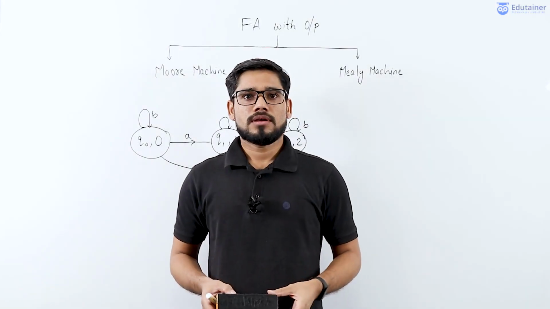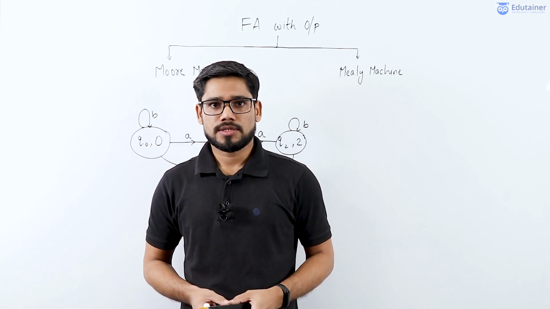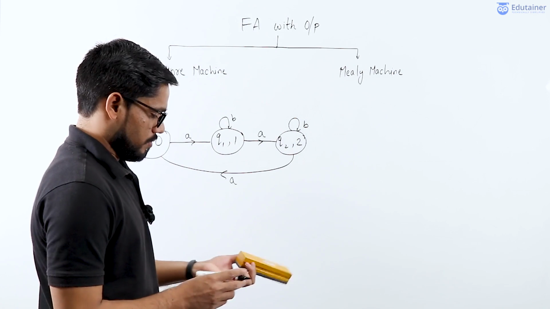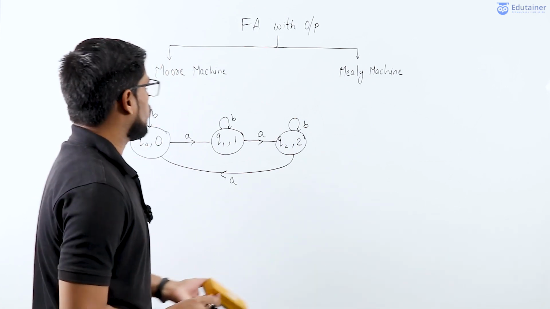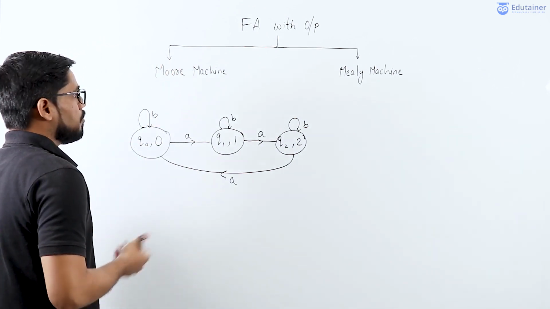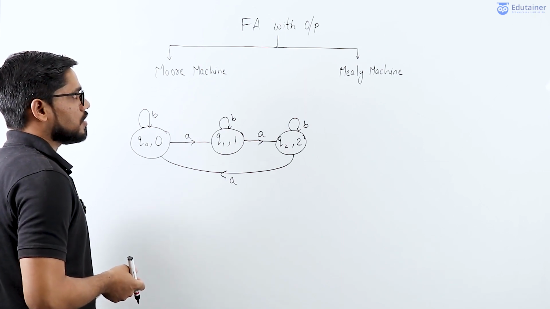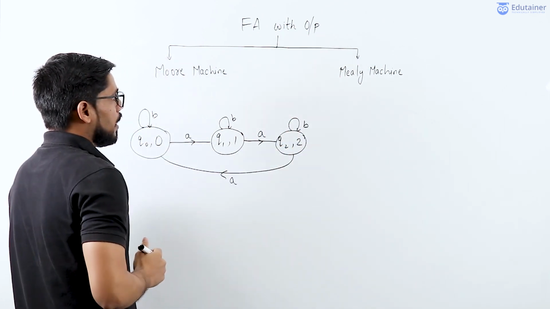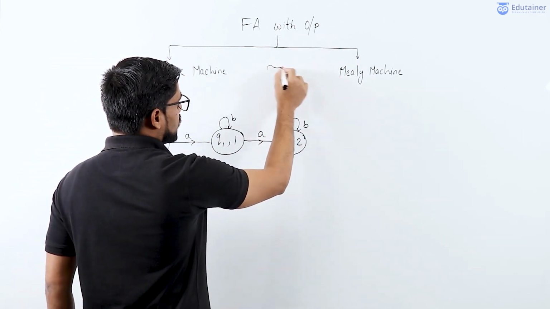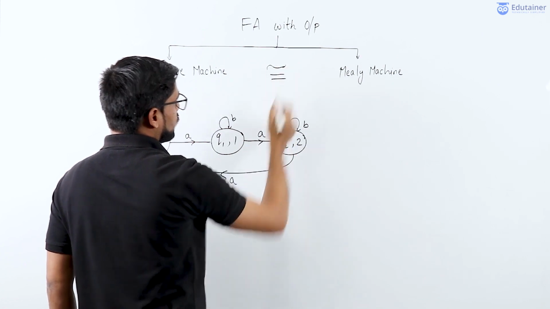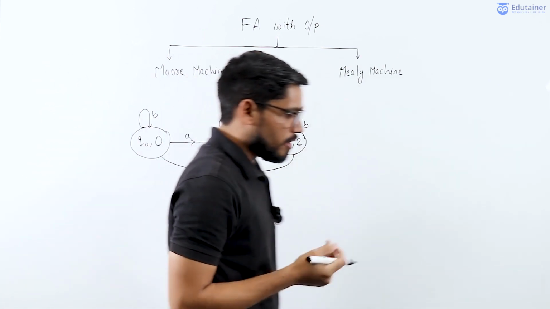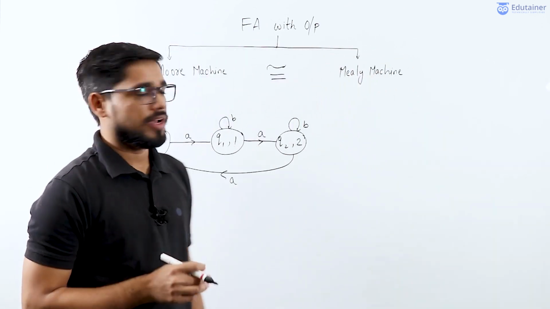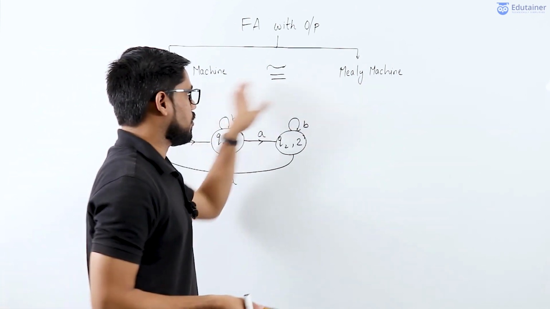Hello everyone. So we have seen lots of examples related to Moore and Mealy machines. Now in this video, we will learn the power of Moore and Mealy machines. Moore and Mealy machines come under the category of finite automata with output, and it is proven that these two machines are equivalent in power. So if you convert a Moore machine into a Mealy machine and vice versa, then you will prove that these two different machines are equivalent in power.